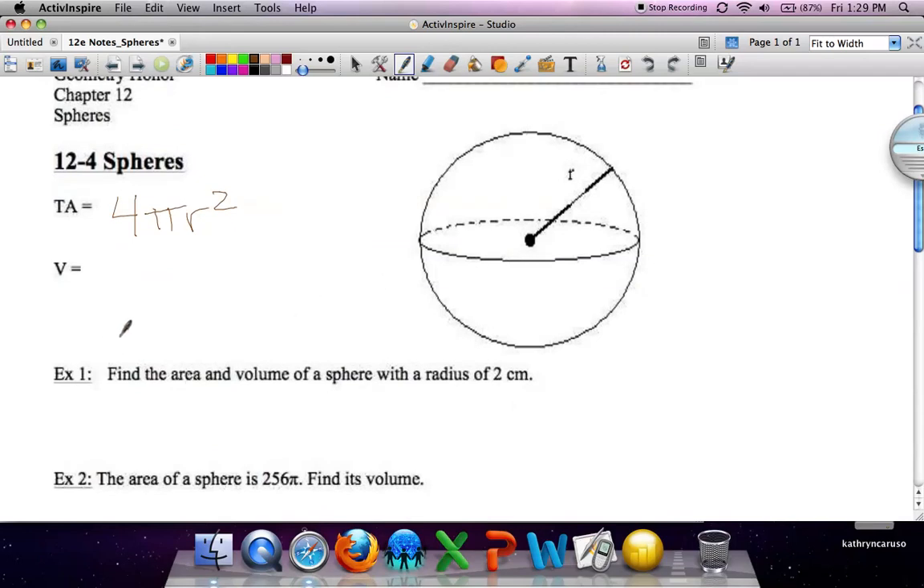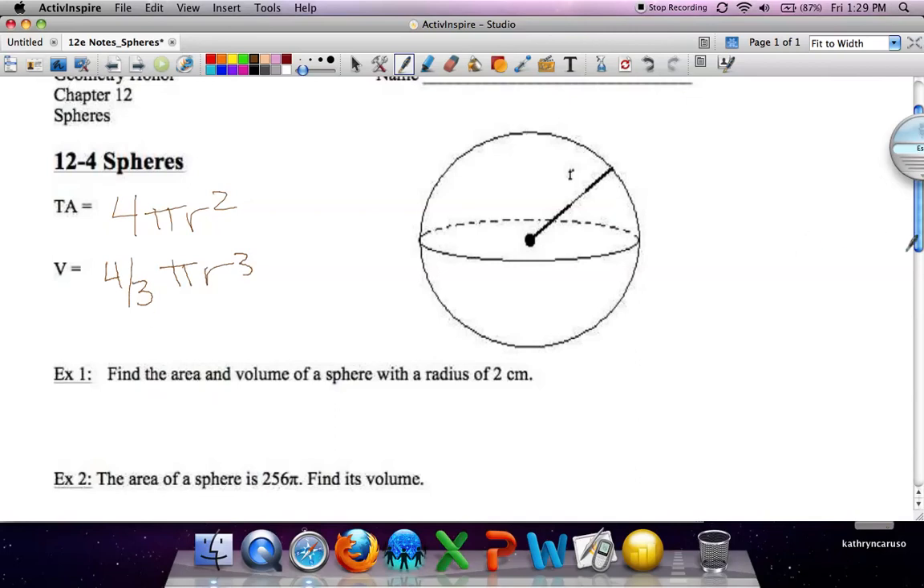The volume of a sphere is pretty straightforward. It's 4/3 times pi r. Now, since it's volume, it's 3 dimensions, and so it's cubed. So the total area is 4 pi r squared, and the volume is 4/3 pi r cubed.